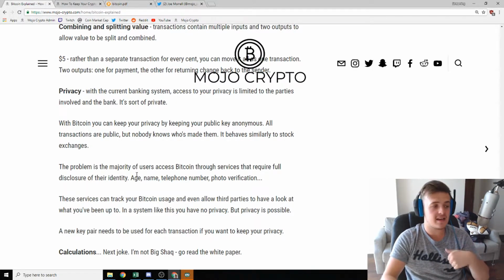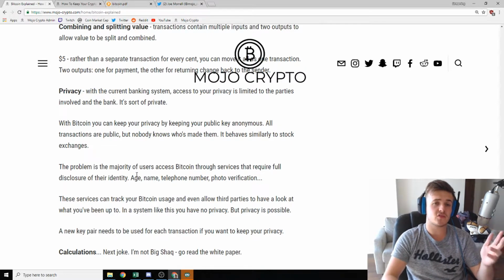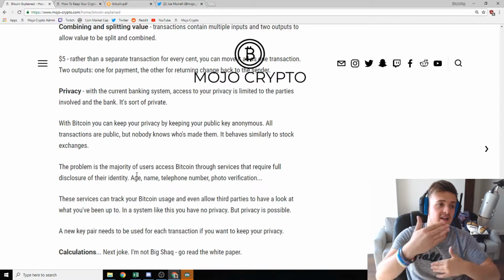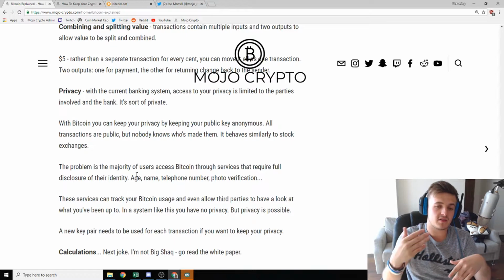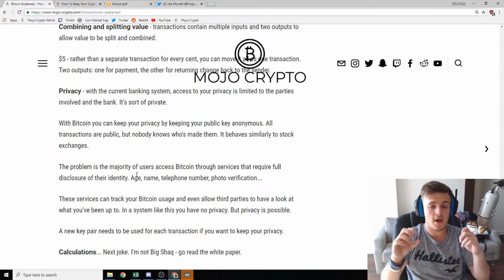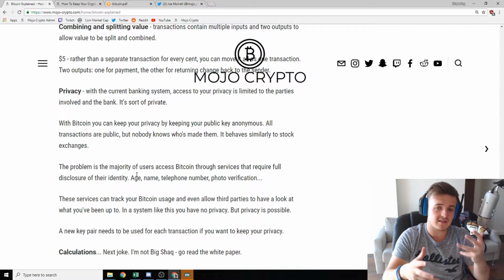So your age, your name, your telephone number, photo verification for some exchanges. So say Coinbase, or Binance, you have to give them a name. Or actually Binance, you don't have to put in ID verification. So Binance is pretty cool if you want to stay anonymous. But things like Coinbase, they require photo ID, age, name, telephone number.